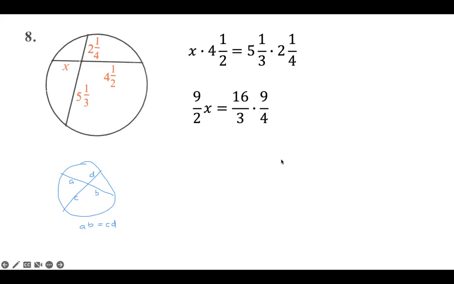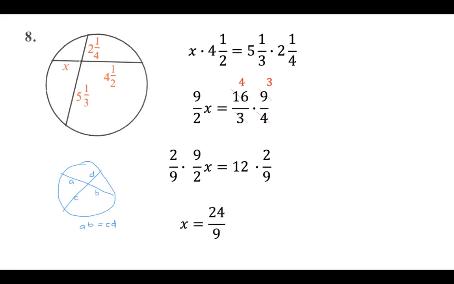On the right side, a bunch of things cancel. The 4 goes into 4 once, 4 goes into 16 4 times, 3 goes into 3 once, and 3 goes into 9 3 times. So I'm just left with 4 times 3, 12. And then I do a copy dot flip, so multiply both sides by 2/9. On the left side, everything cancels, you're left with X. On the right side, 12 times 2 is 24/9. And 3 goes into both 24 and 9: 3 goes into 24 8 times, and 3 goes into 9 3 times.